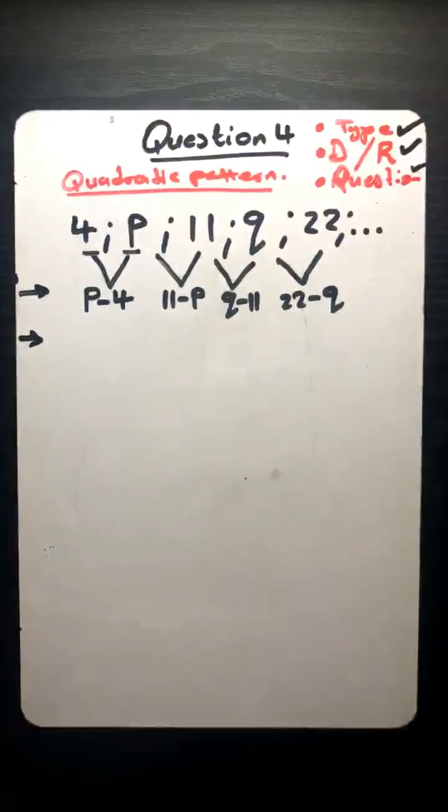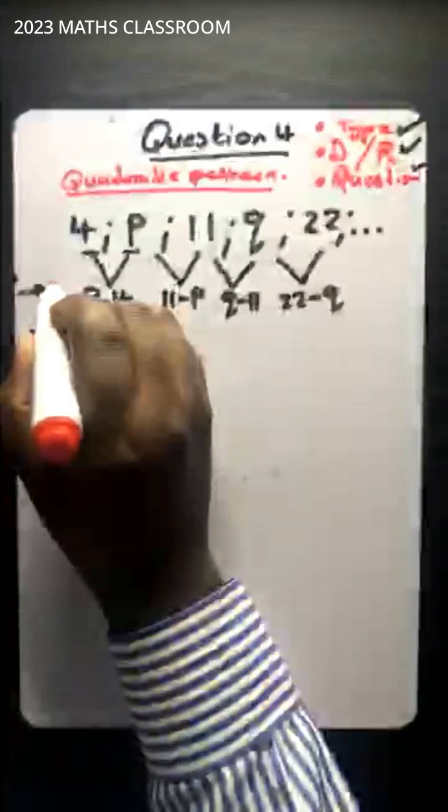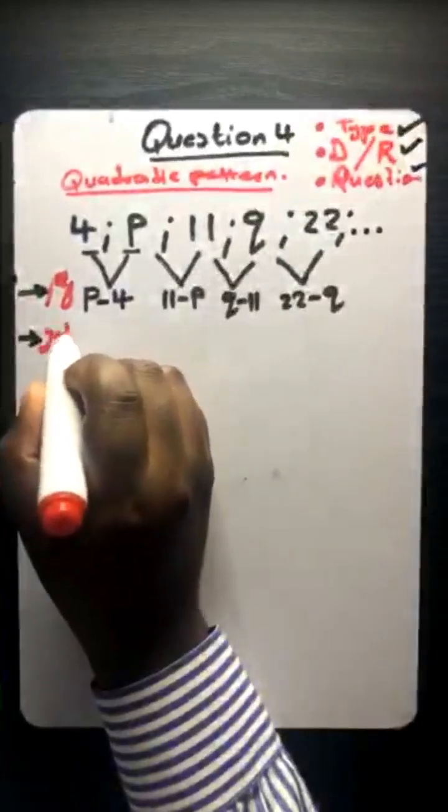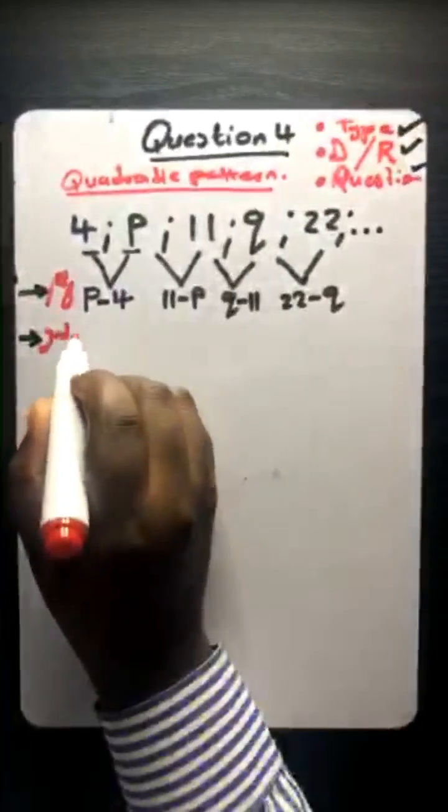What have we done, Bantu Bakiti? This is what we did. We just calculated the first difference. So now we need to do the second difference, which is common.